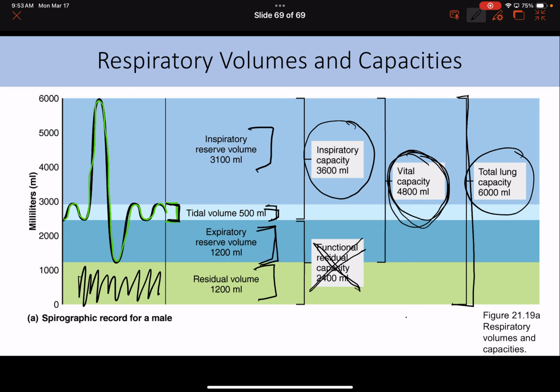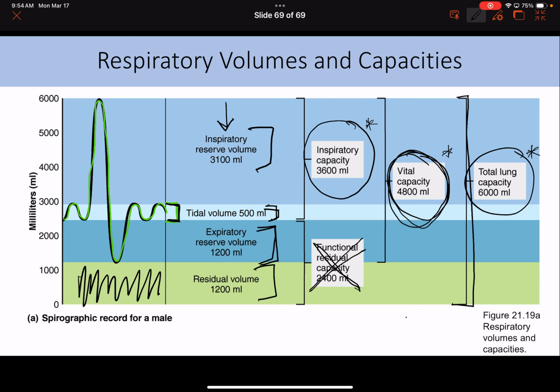Now I'm going to tell you to know these volumes. You don't have to memorize the capacities, but you need to know which ones add up to make those capacities. So like on an exam, I would give you a chart of volumes, and you would have to know which ones to add together to get your inspiratory capacity or your vital capacity or your total lung capacity. Okay. So you'll be given the volumes. You just have to know which ones you have to add together. Okay.